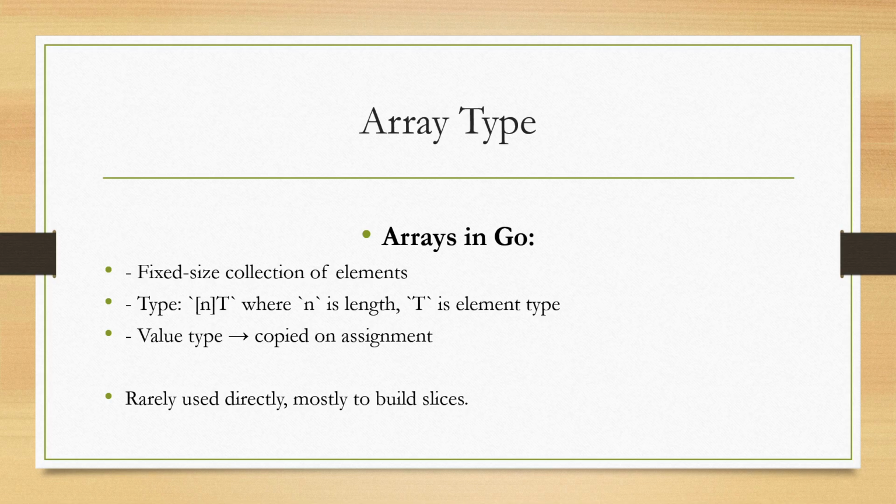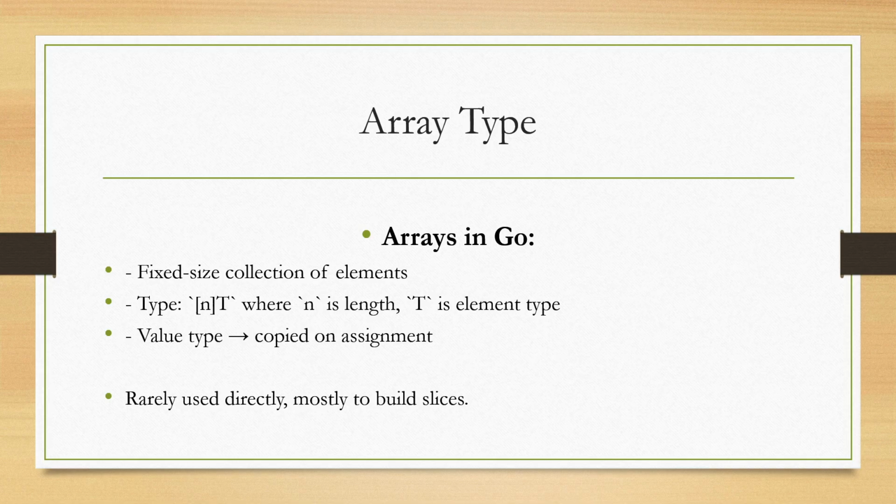Alright, let's talk about arrays in Go. So in simple words, an array is a fixed-size collection of elements. That means once you decide how many items you want to store, that number cannot change later. It's like saying, I want exactly 5 slots to store numbers. That's it. So you are stuck with 5.